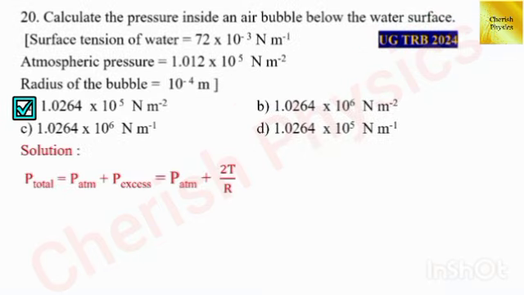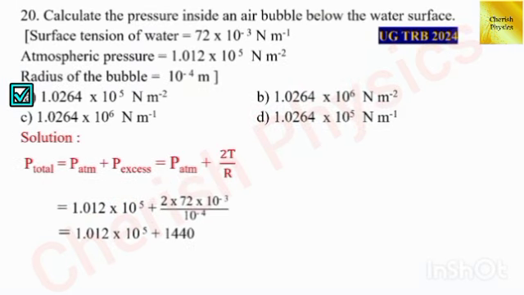We know the formula. Total pressure equal to atmospheric pressure plus excess of pressure, which is equal to atmospheric pressure plus 2T divided by R, where the excess of pressure of an air bubble is equal to 2T divided by R. Substitute the atmospheric pressure value 1.012 into 10 to the power 5 plus 2 into surface tension value 72 into 10 to the power minus 3 divided by radius 10 to the power minus 4.